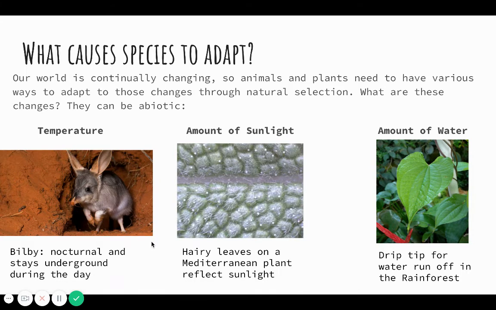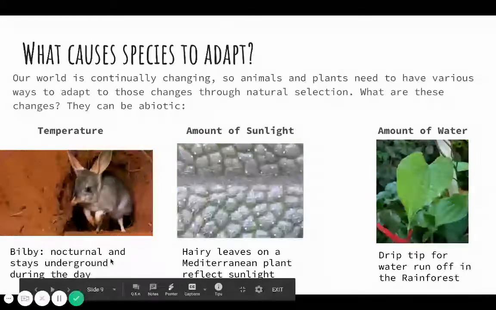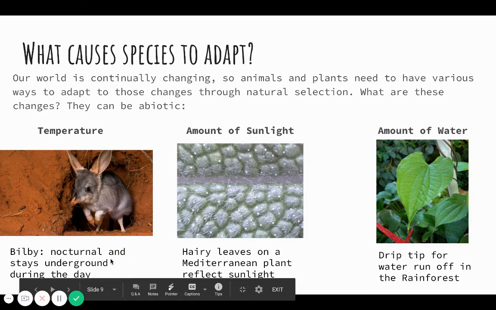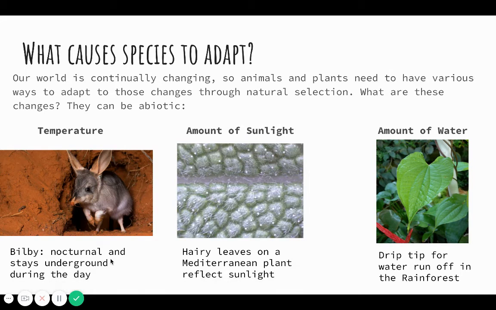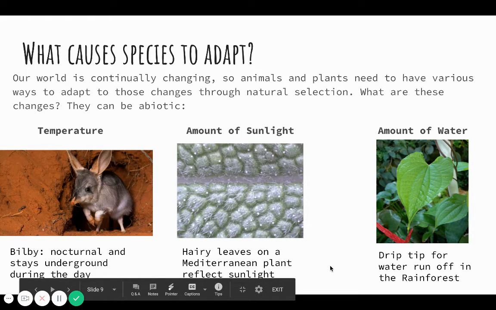One way species can adapt to changes in temperature, maybe an increase in temperature, is staying underground and burrowing underground during the day, like the great bilby. He's also nocturnal, meaning he does all of his business at night, so he doesn't have to deal with the heat. You can also see a change in the amount of sunlight.